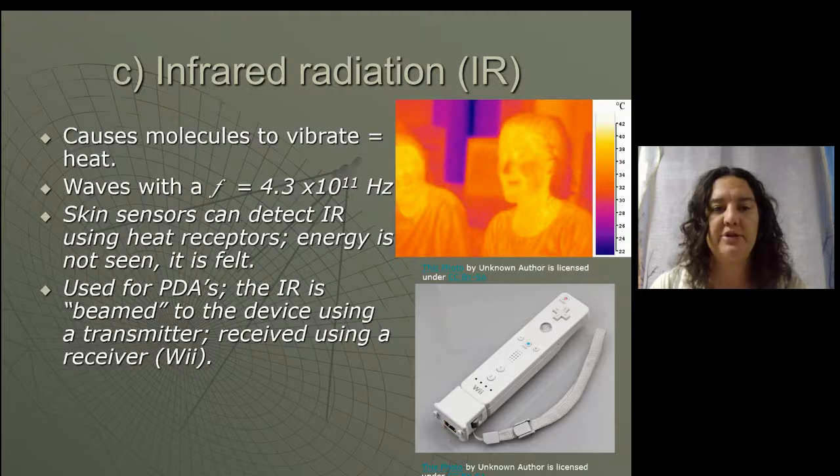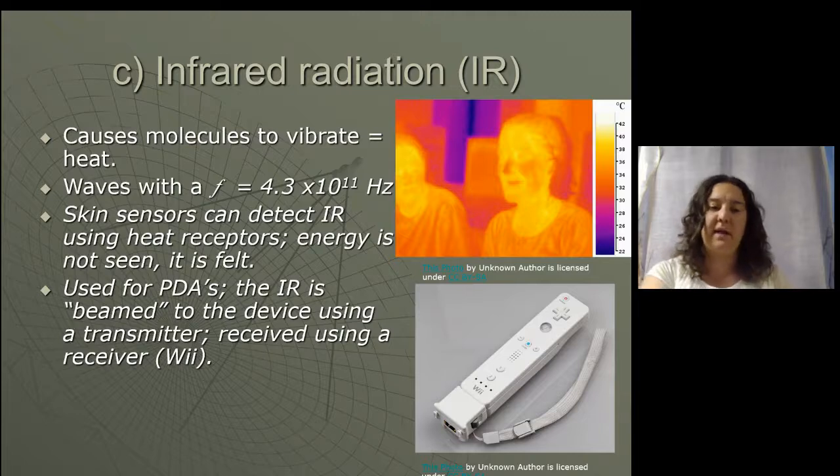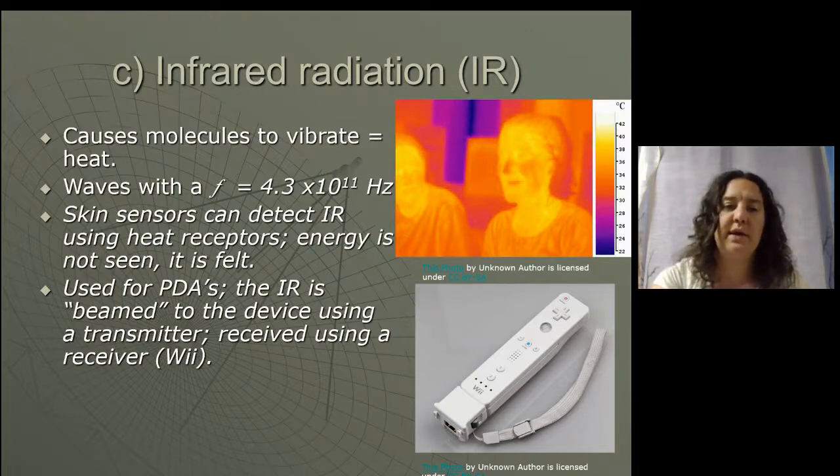So infrared radiation causes molecules to vibrate, which produces heat. So our bodies also produce infrared radiation. And waves with a frequency of about 4.3 times 10 to the 11 hertz. So skin sensors can detect infrared radiation using heat receptors because the energy of infrared can't be seen, it can only be felt. We also use infrared radiation to beam information to devices, like with a Wii receiver or a television remote.